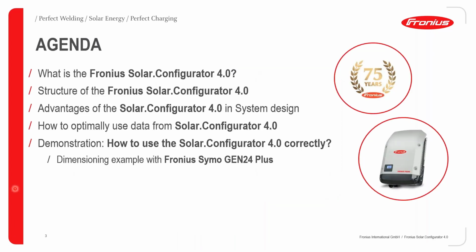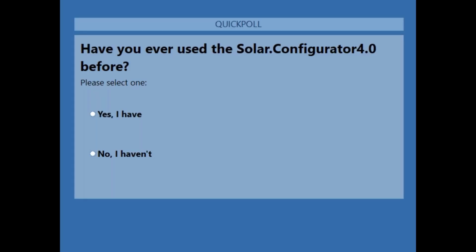Before we begin and have a discussion about today's agenda, I'd like to launch a poll. You will see a poll pop up on the screen. The question of the poll: have you ever used the Solar.configurator 4.0 before? You can just select an option: yes, you have, or no, you have not.